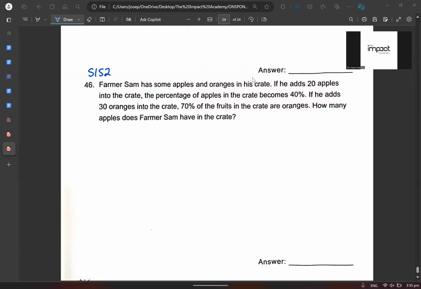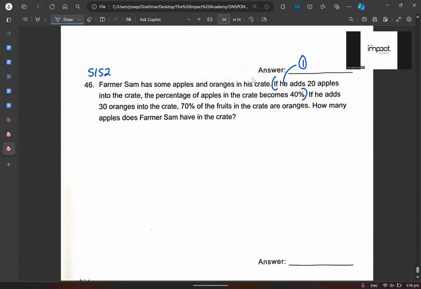Farmer Sam has some apples and oranges in his crate. Do I know how many or do I not know? I don't know. Now, sentence number 1 says that if he adds 20 apples into the crate, the percentage of apples in the crate becomes 40%.